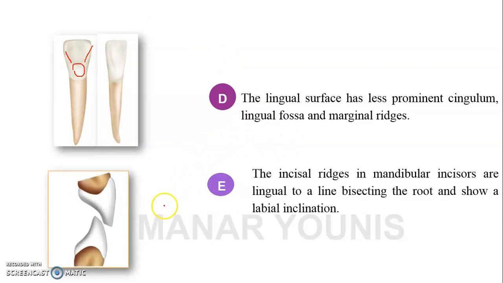Also, the incisal ridges of the mandibular incisors are usually located lingual to the long axis of the root. This is the long axis, and you can see that the incisal edge is lingual to the long axis, which is the reverse of the situation of our maxillary incisors, where they are located labial or at the long axis of the root. Also, mandibular incisors show labial inclination of the incisal edges, while the maxillary incisors show lingual inclination of their incisal edges. This configuration helps to establish normal occlusal relationships between the maxillary and mandibular teeth.